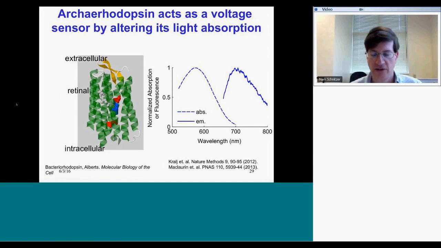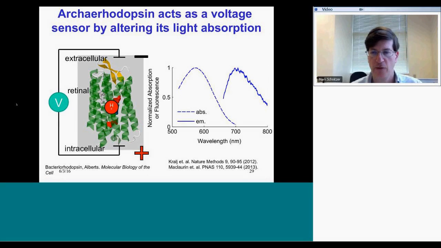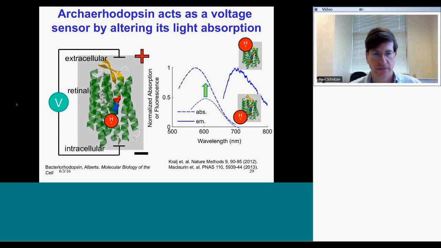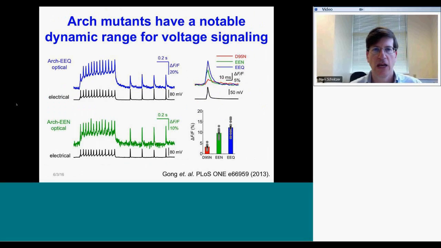The FRET-opsin indicators that we've been exploring, as I said, couple a fluorescent protein to a voltage-sensitive domain from the rhodopsin family. And these membrane proteins have the interesting property that they undergo a change in their light absorbance as the membrane depolarizes. There's a change in the opsin protonation state. Now, by themselves, the archirhodopsin proteins can function as voltage indicators.